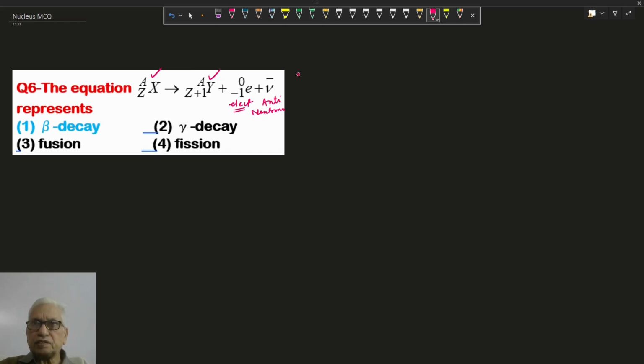Say electron. If we know the electrons are coming out, or ejection of electrons from the nucleus, they are called beta particles. So these same electrons, if they are coming out from the nucleus in the reaction, are called beta particles. So it is called beta decay. Means here option 1 is correct.